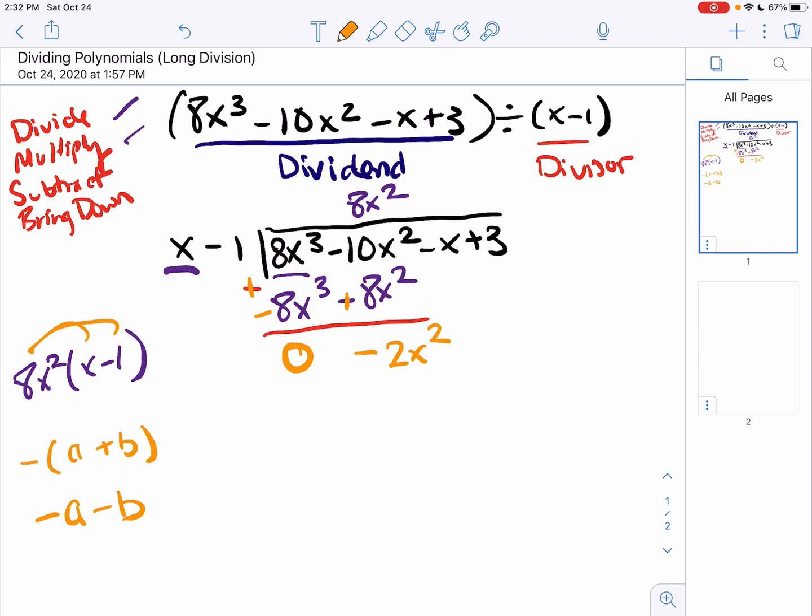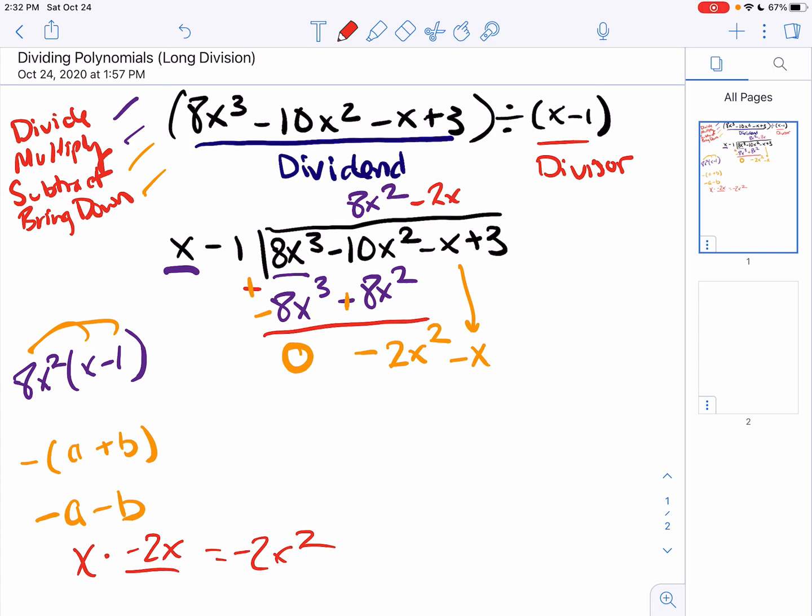All right, so now I did my subtraction. Now I need to bring down the minus x. So I'm going to restart the process and do it again. So x is going to go into the negative 2x squared. How many times does x go into negative 2x squared? Or x times what gives me negative 2x squared? Well, that number is negative 2x. Negative 2x times x is going to be negative 2x squared. So I'm going to write my negative 2x up here.